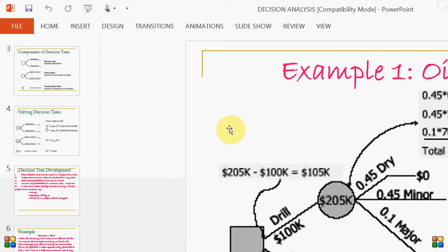If they're drilling the well, then the chances we have a dry well is a 45% chance. Then the other chance, we have a minor strike, which is 45%, and then a 10% chance that we have a major strike of oil in the oil well. And what's also given to us are the payoffs. So here it's $0, here it's $300,000, and here it's $700,000.